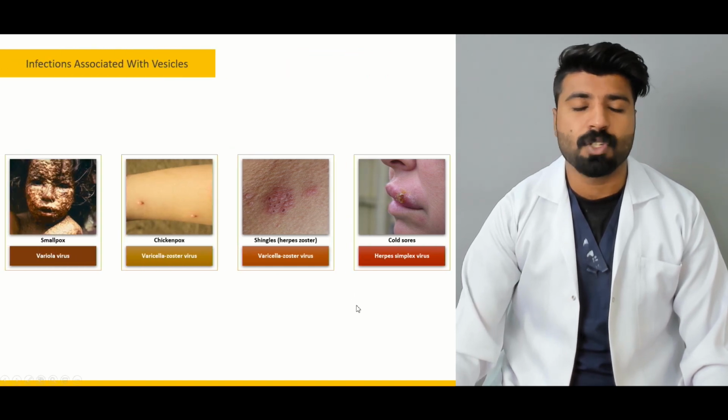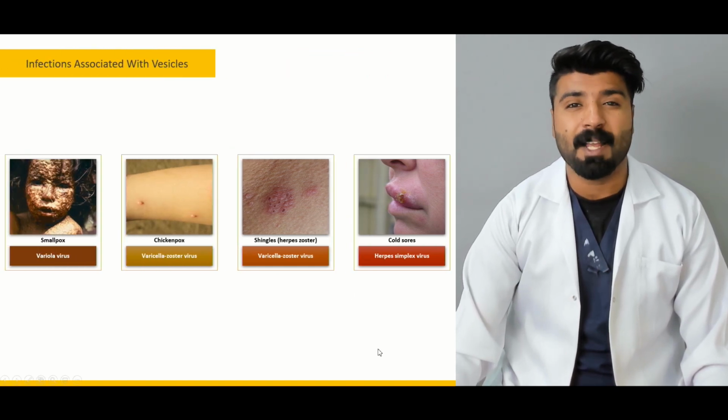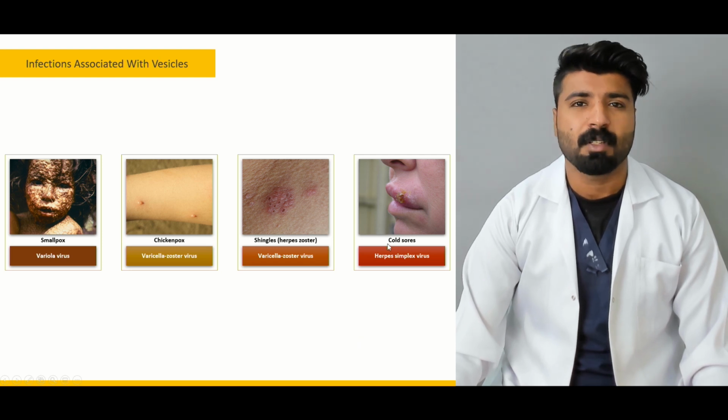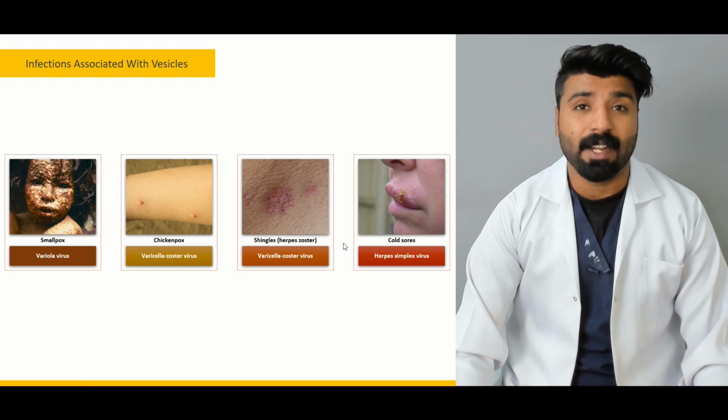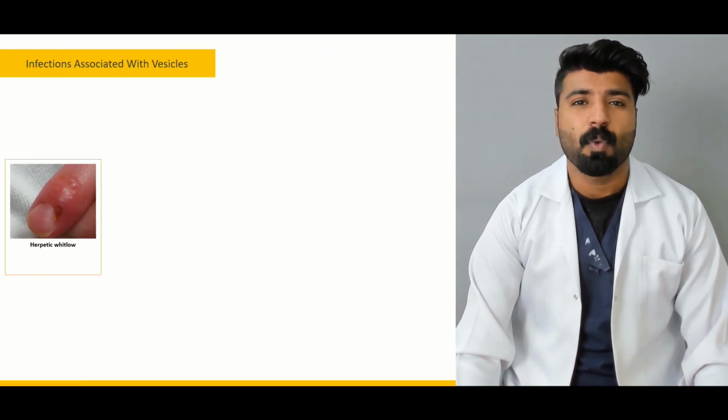Next we have cold sores, which are caused by herpes simplex virus. These cold sores basically involve what? Your lips. These cold sores involve your lips, and their pathology is also lined with this whole category. Next we have infections associated with vesicles. We have some more of them.